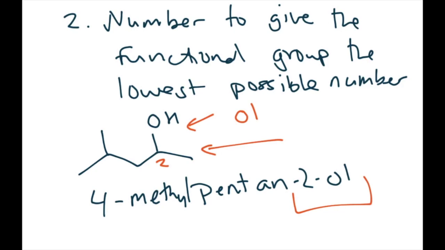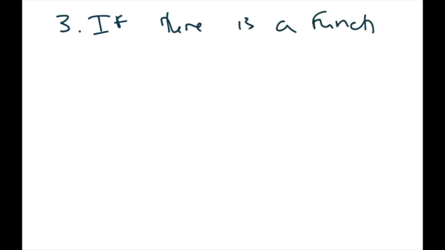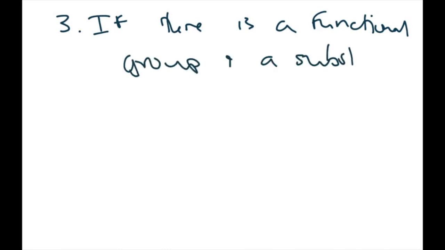This also ties into rule 3. If there is a functional group and a substituent, give the functional group the lowest number.